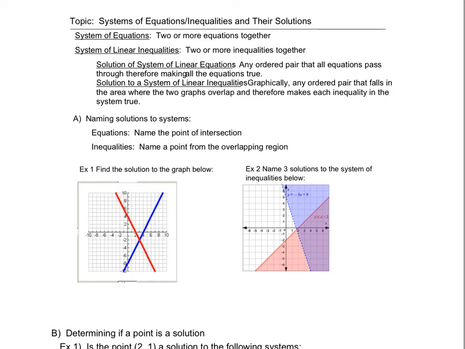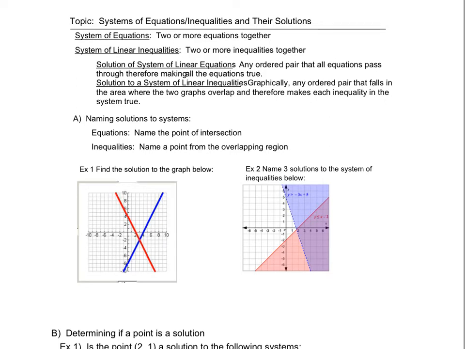So the point that, if we have two equations, where they intersect, or if we have three equations, the point where all three equations intersect. And if all the equations intersect in this point or meet at this point, the point makes all the equations true. A solution to a system of linear inequalities is slightly different.